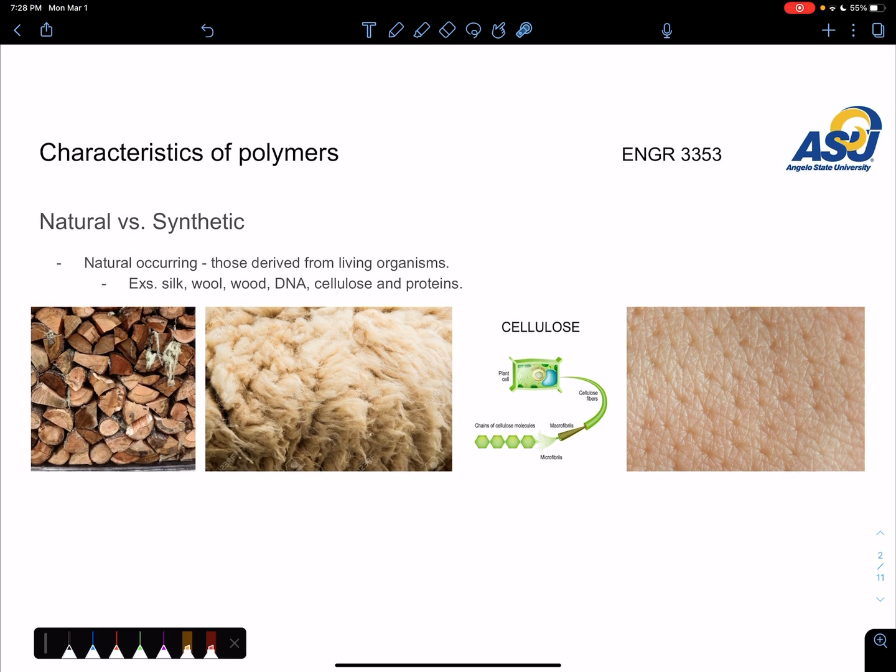The first being natural, and of course they're synthetic, but we'll get to that in a moment. So naturally occurring polymers are things that are derived from living organisms, so things that come from nature. And some examples of that would be silk, wool, wood, DNA, cellulose, and proteins. All of those things which you can find in most organisms.